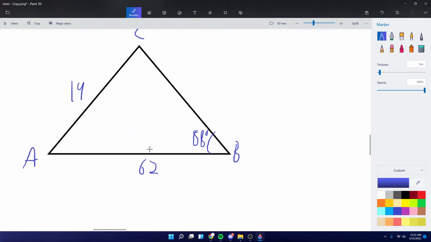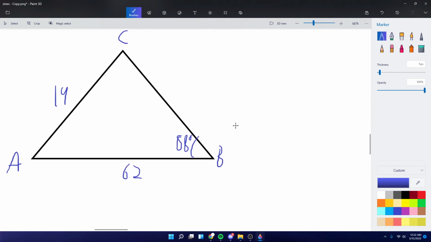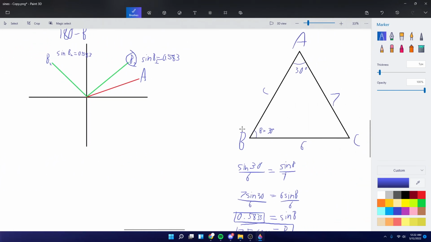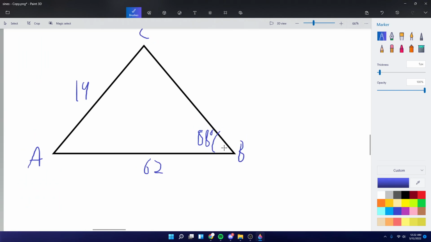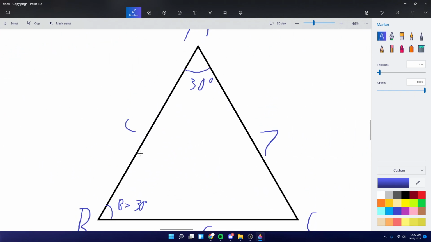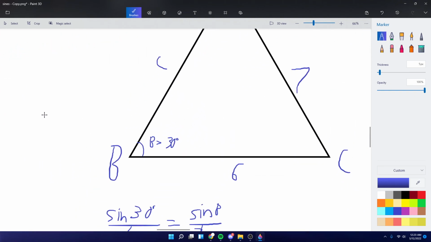So let's try to use the law of sines here. Let's try to use the same logic we used in the two previous problems. What we know is that angle C corresponds to a bigger side than angle B does. So angle B is 88 degrees, so we know that this has to be greater than 88 degrees. Now, go back to this case and try to solve it similarly.